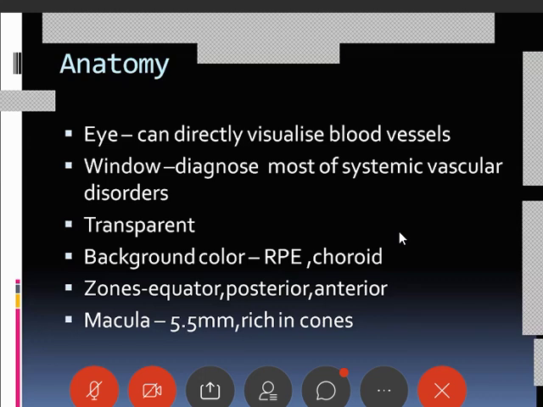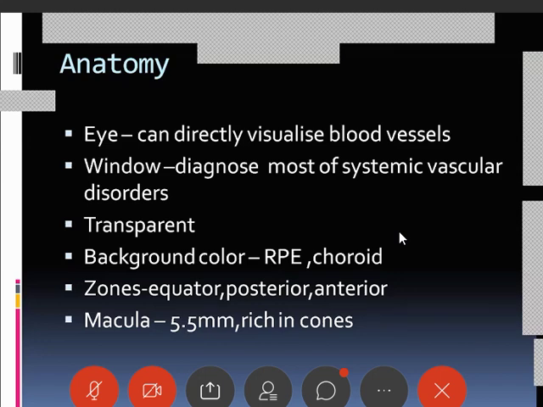Then coming to the gross anatomy of the retina. The retina is a transparent structure. The color of the retina is due to the background color of the retinal pigment epithelium and also the choroid. When the neurosensory retina is detached from the retinal pigment epithelium, that is in retinal detachment, we can see the grayish white retina. Grossly, the retina is divided into three zones: the posterior area, then the equator, and the anterior zone.